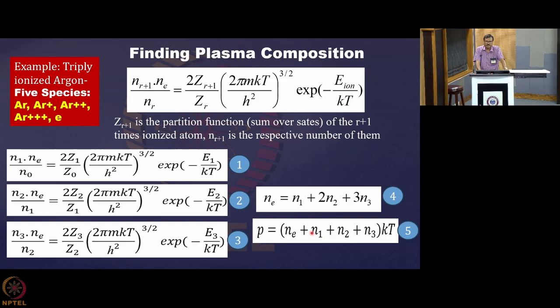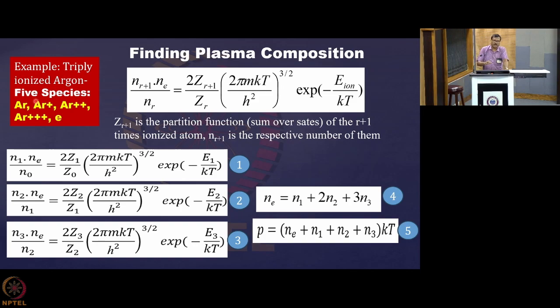Sorry, in this equation there is one term missing: N0 also will be there. So this will be Ne plus N0 plus N1 plus N2 plus N3, because the neutrals, if they are there, also will be contributing to the total pressure. So you need to correct this equation as P equal to Ne plus N0 plus N1 plus N2 plus N3, times kT. So now you have 5 equations and 5 unknowns, so you can solve these equations.